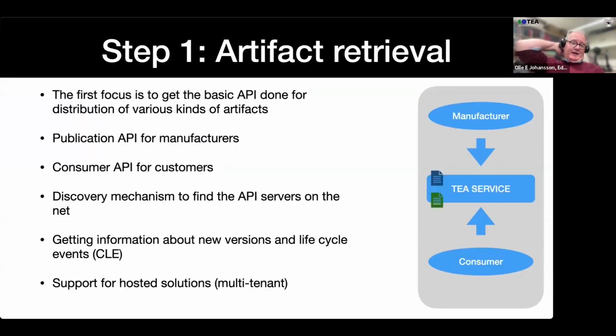We divided Project Koala into two different steps. One is the basic retrieval of artifacts. We have a publication API and a consumer API and a discovery mechanism. In this architecture, we also integrated the common lifecycle events. I'm going to mention that a bit more, but that's another OWASP project. And we're looking both for in-house solutions where a manufacturer publishes information by themselves, and hosted solutions where we buy the TEA API as a service from a third party.